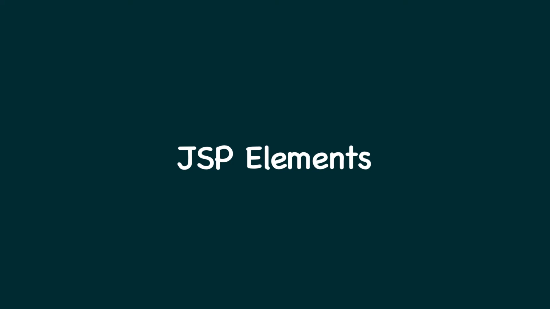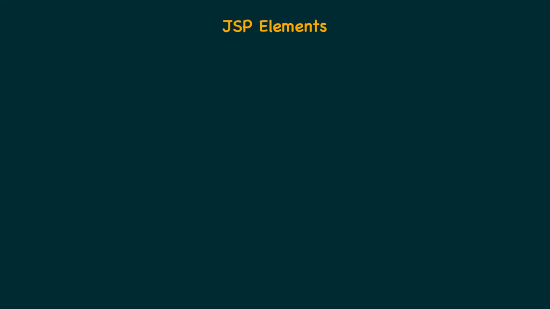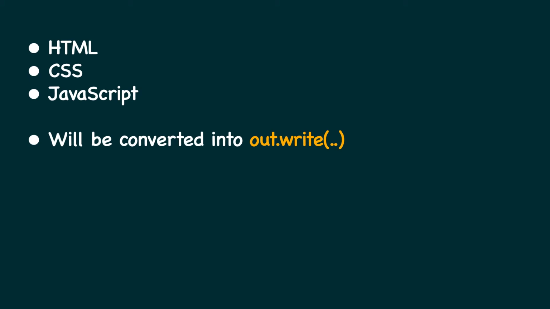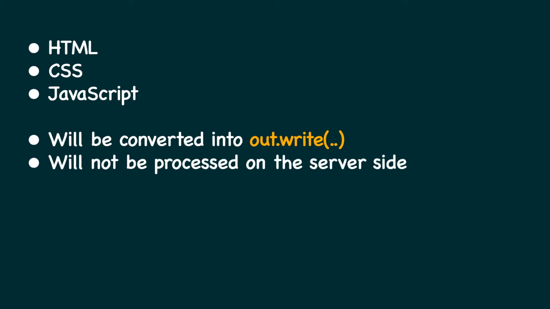In this lecture, let's have a look at various elements in the JSP file. Number one is the static content. These are the lines of code you would have written for HTML, CSS, JavaScript within your JSP. And all the lines will be converted into a series of out.write statements inside the resulting Java code. So they will not be processed on the server side. Instead, they will be sent back to the client and the browser will handle the same.